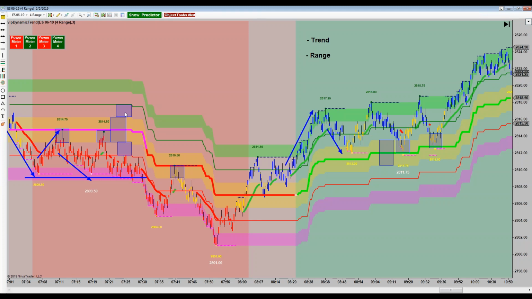Okay, now conversely, looking at the long side, is there any questions on this? I just described the three basic trade entry types on the short side of the market.